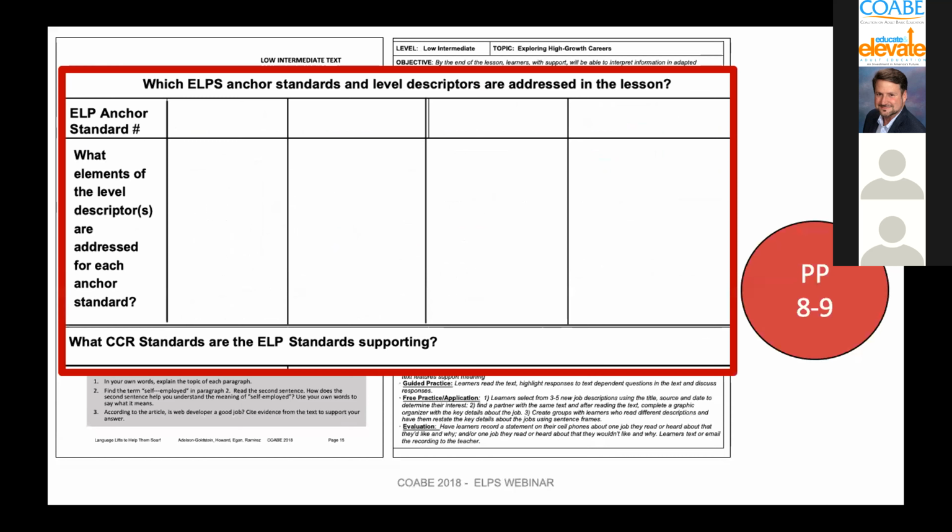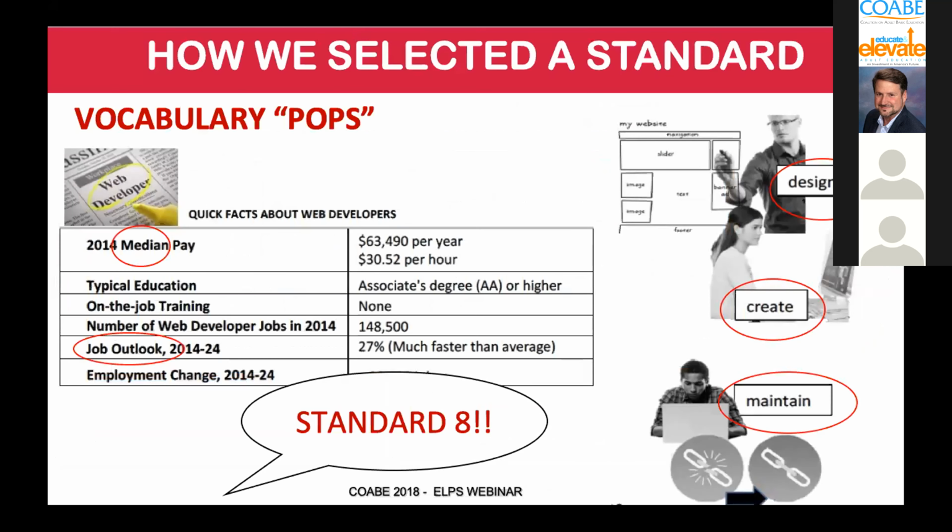So we look first at the standard, then we look at the descriptor. And as Lori said, sometimes we're not going to pick the descriptor that matches exactly to our level. We're going to pick the descriptor that our learners need to work on. And then we can, by virtue of the beautiful document, pull out the CCRS, the College Readiness Standard, anchor standard that aligns to the ELPS.